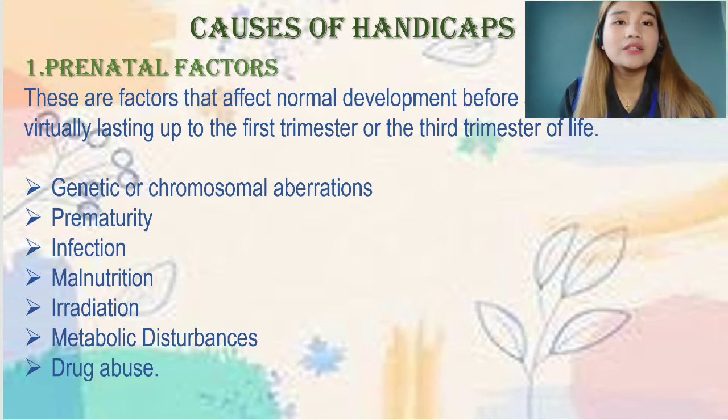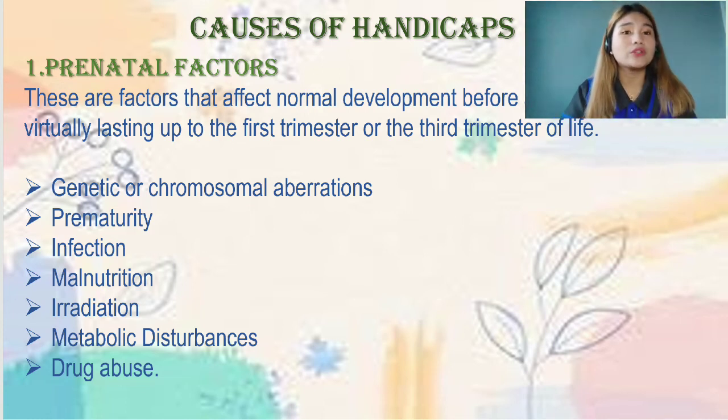For the second is prematurity. When a baby is born too early, before 37 weeks of pregnancy have been completed. The earlier a baby is born, the higher the risk of death or serious disability. For the third is infections.